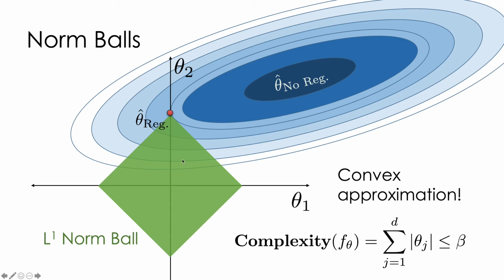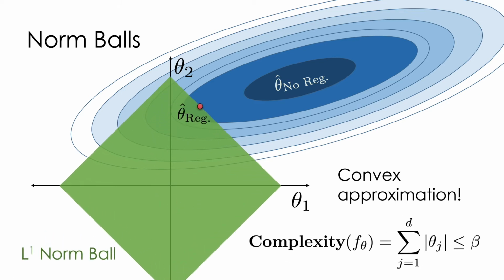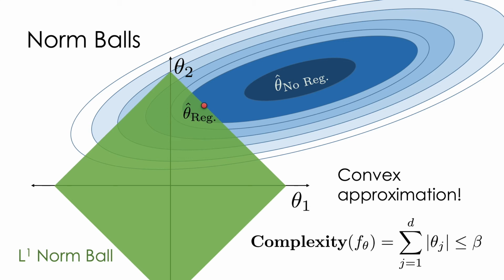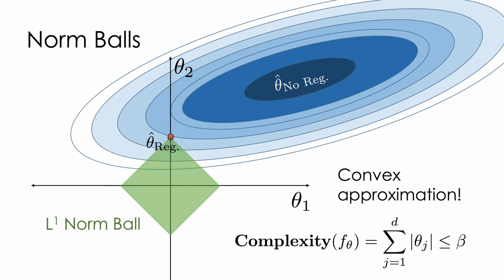We want to find a parameterization theta that is the lowest or smallest value on the surface, so ideally as close as possible to here, but also constrained to live inside of this diamond. By increasing the value of beta, we make this ball larger and allow the optimal regularized value of theta to get closer and closer to the original unconstrained optimization problem. As we make the ball smaller, we constrain the value of theta to be closer and closer to the origin.